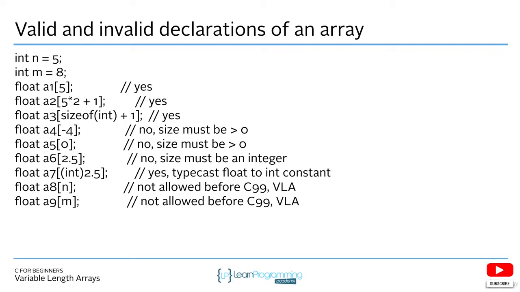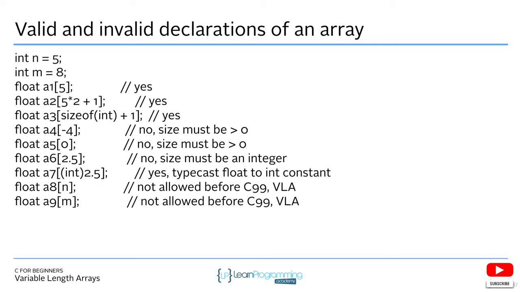Here are some valid sizes that you can apply when declaring an array. All right, so we can declare two variables n and m, and then you see at the bottom when we say float a and float a9, we can use those variables when we declare them in the array size. And that was not allowed before C99, but now it is. And that's a VLA, variable length array, specifying a variable to be used inside of an array. It's not changing the size at runtime.